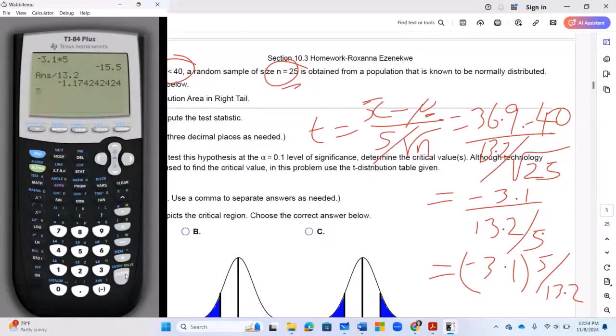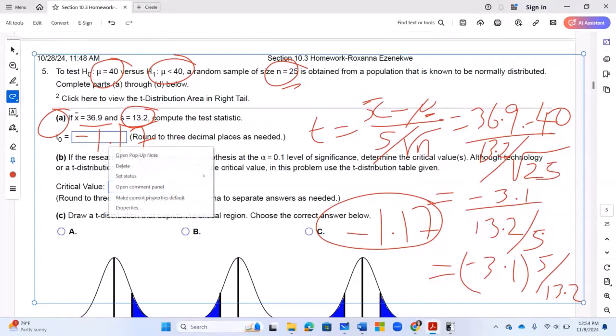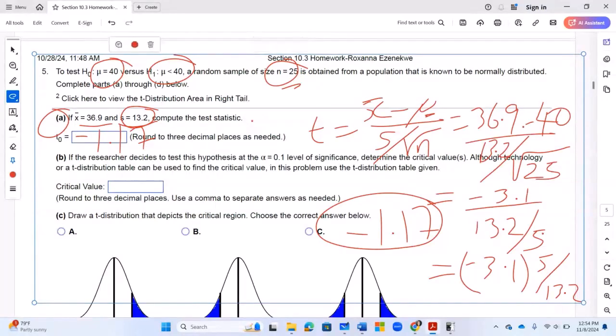So I calculated the test statistic. The value is negative 1.17. So that is it. I put it here, negative 1.17. All right, so this is the boundary line for rejection and acceptance.